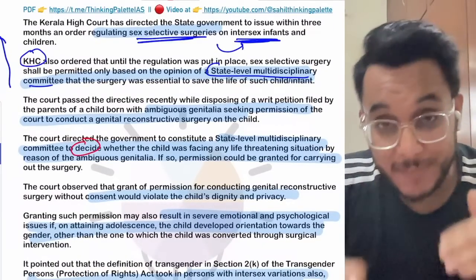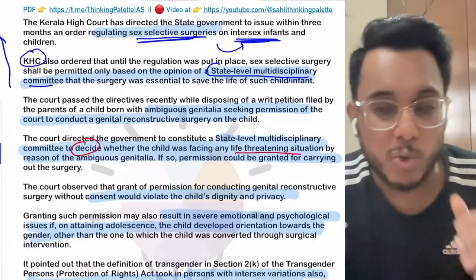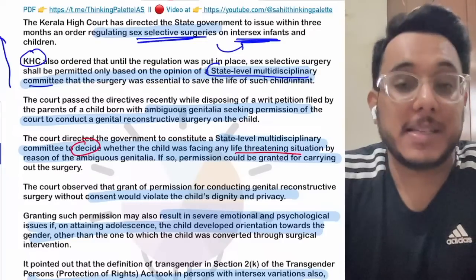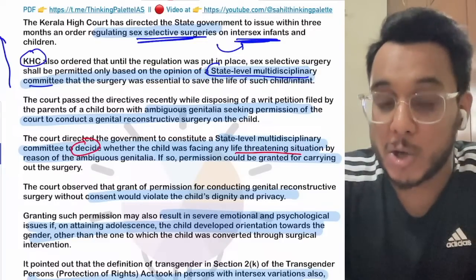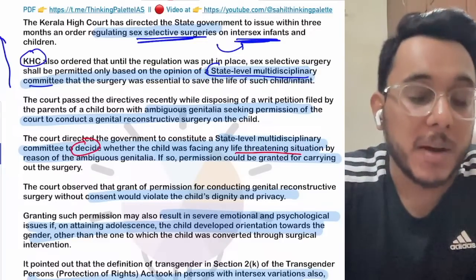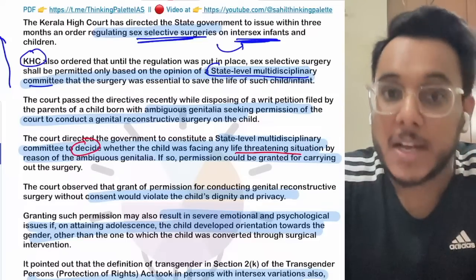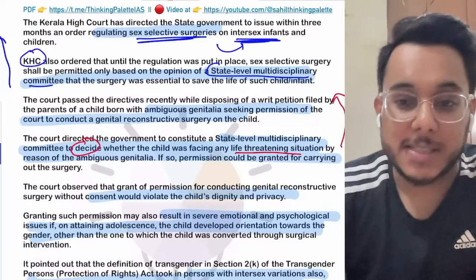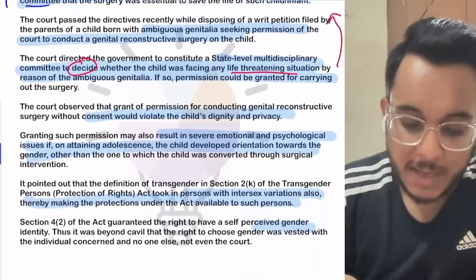Okay, so it has been provided that this committee will decide whether the child that has been born will face some life-threatening situation because of the ambiguous genitalia. Will that child face some other biological problem because of improperly developed or ambiguous genitalia? If yes, then this committee will give approval and only then can the sex reconstruction surgery be done.